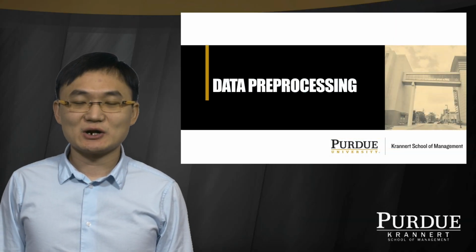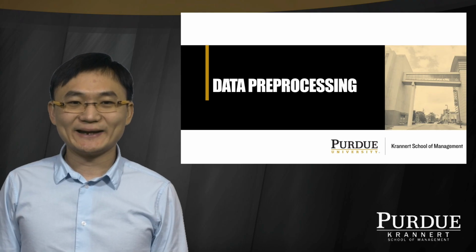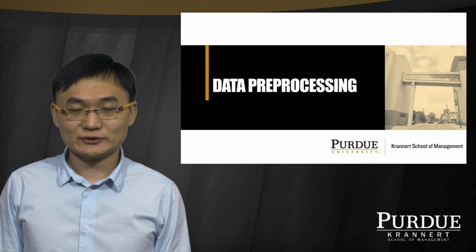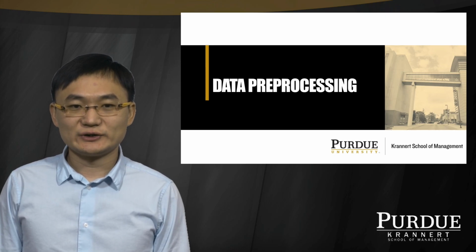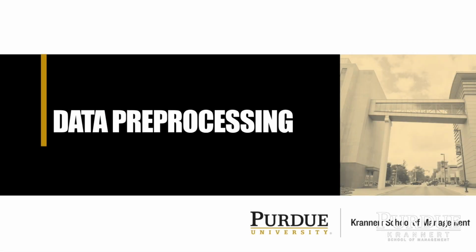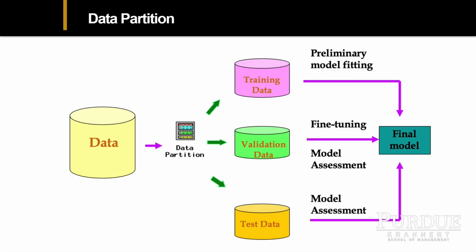So in this lecture, we will discuss another data reduction method. Basically, we want to partition your data into different components, and this is commonly used for the modeling parts. The idea of data partition is that for the original data set, we want to split data into training data, validation data, and test data.